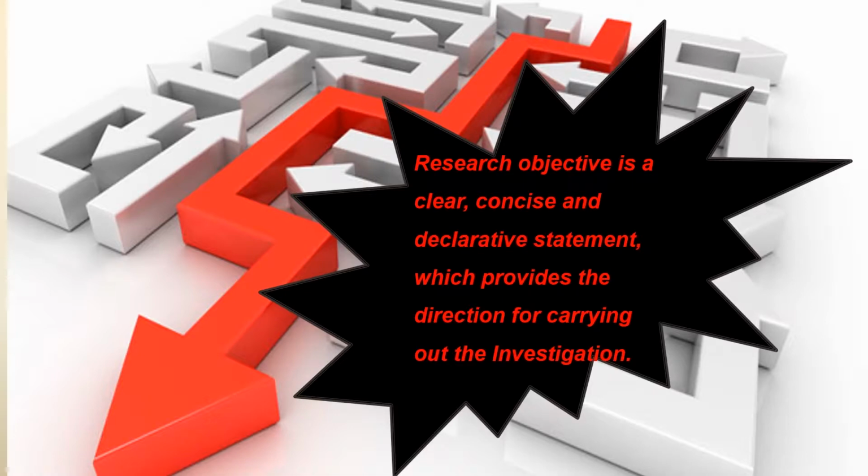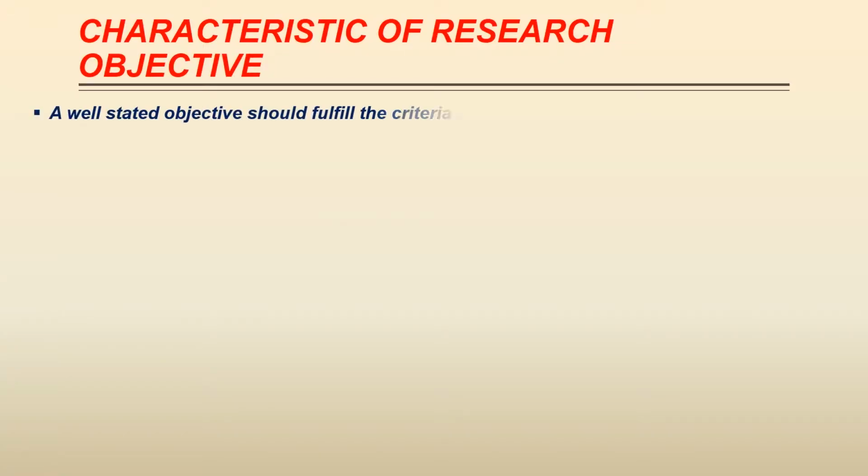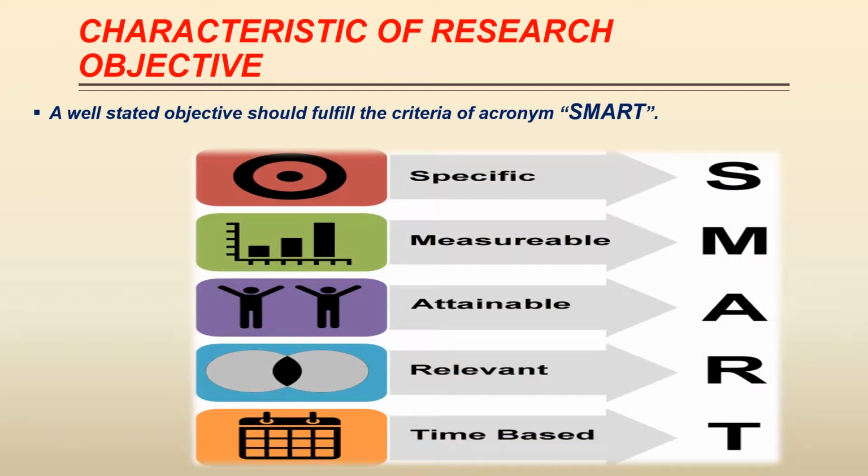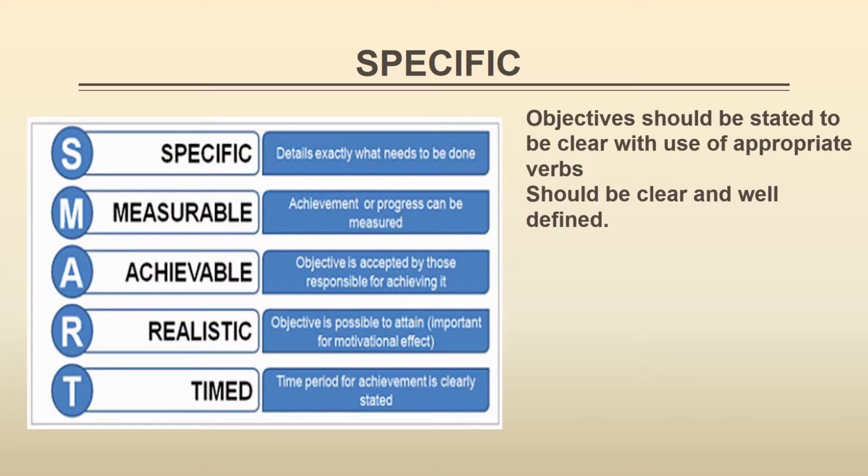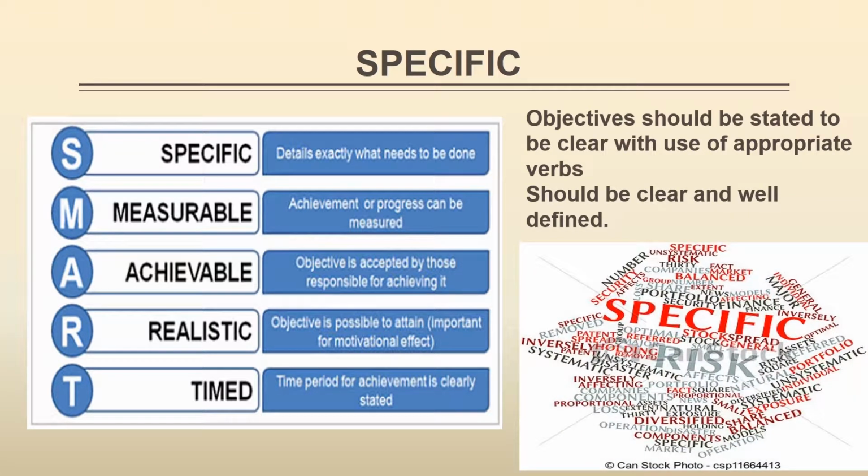Research objective is a clear, concise, and declarative statement which provides the direction for carrying out an investigation. A well-stated objective should fulfill the criteria of the acronym SMART, that is, specific, measurable, achievable, realistic, and timely. Being specific means objectives should be stated in a way so that it's very clear from the statement what exactly has to be done by using the appropriate verbs. These should be clear and well defined.